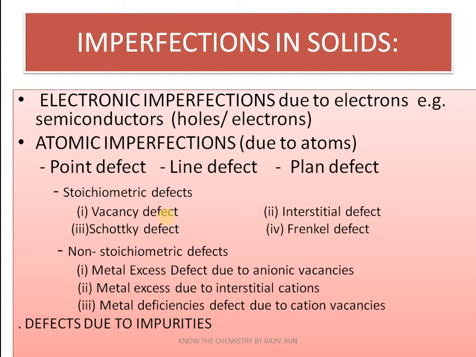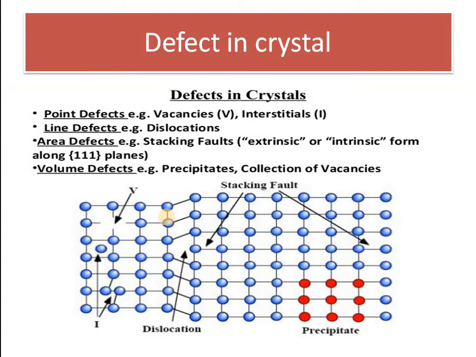Stoichiometric defects come under vacancy and interstitial, that is one type, and Schottky is the second type. And non-stoichiometric defects are matter excess due to vacancy, matter excess due to interstitial, and matter deficiency due to vacancy. And next is impurity. Let us discuss one by one.